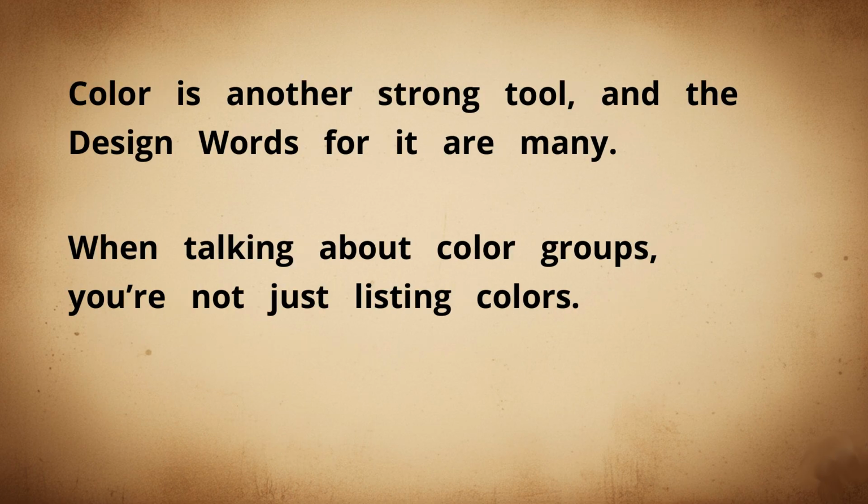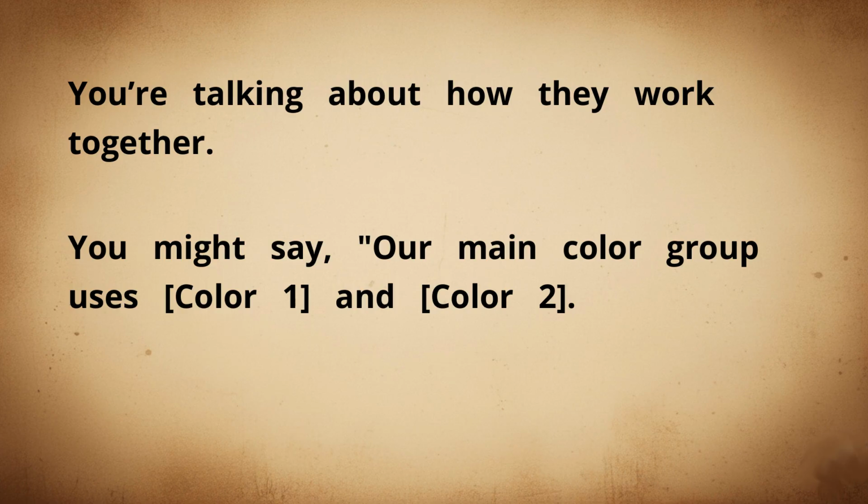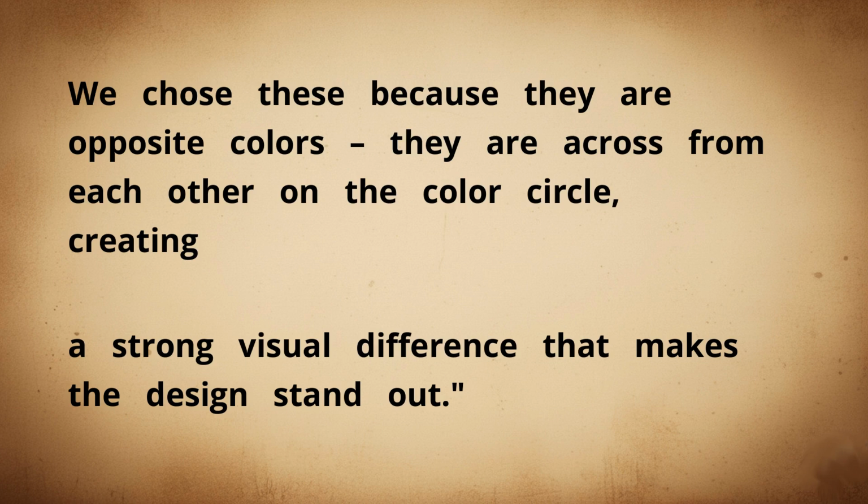Color is another strong tool, and the design words for it are many. When talking about color groups, you're not just listing colors. You're talking about how they work together. You might say, "Our main color group uses color 1 and color 2. We chose these because they are opposite colors. They are across from each other on the color circle, creating a strong visual difference that makes the design stand out."